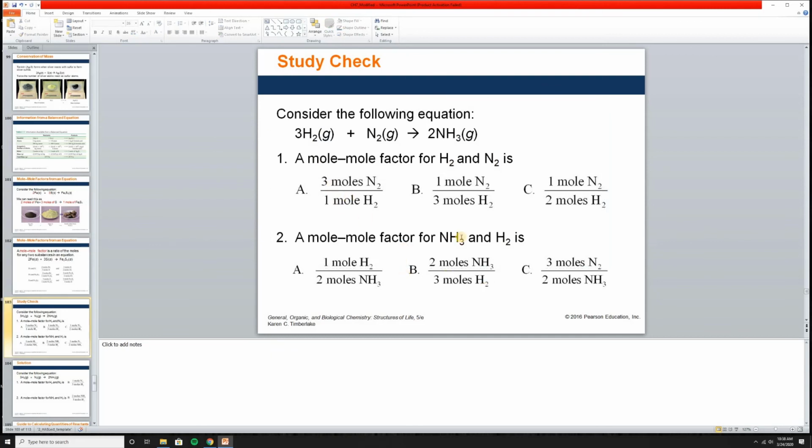Okay, and then for NH3 and H2, we know that 2 moles of NH3 react with 3 moles of H2. So the ratio doesn't matter if it's products to reactants or reactants to products. It's strictly determined by the coefficients. So our coefficient here is 2 for NH3, and our coefficient here is 3. So it'll be 2 NH3s to 3 H2s. And where do we see that? We see that here. So B is also the answer.